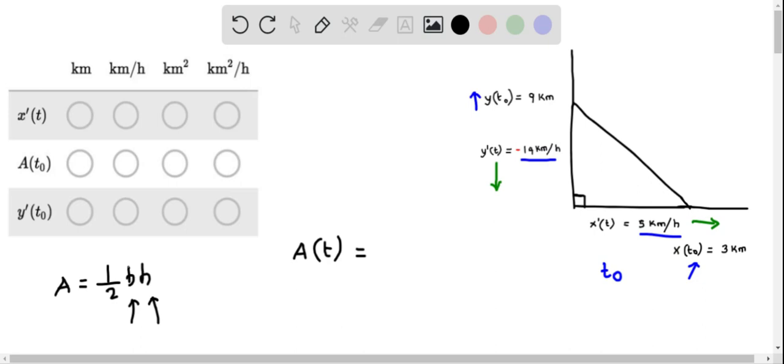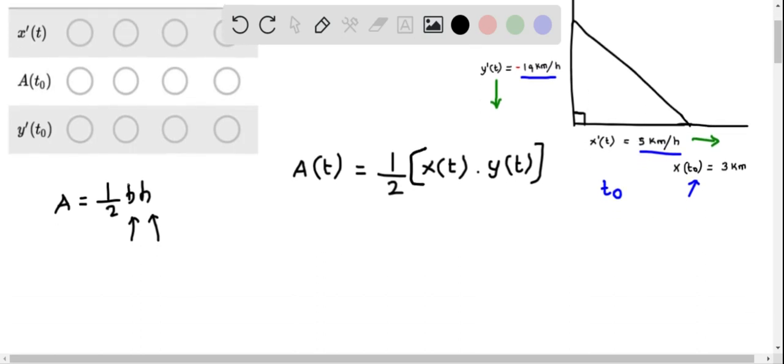So I'm going to consider this x of t, that is the horizontal leg, as the base and the vertical leg as the height. So therefore this equals 1 by 2 times x of t times y of t. So we have written the expression for the area function. Now we have to find the derivative so that we determine the rate of change of area of the triangle. So we have to take the derivative on both sides.